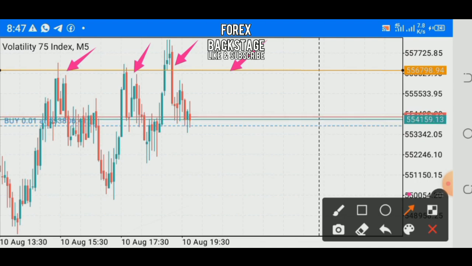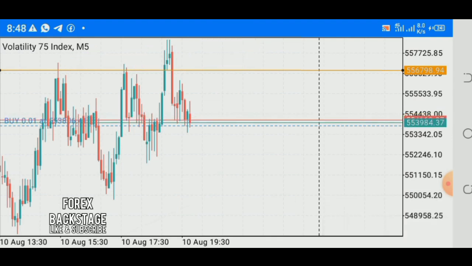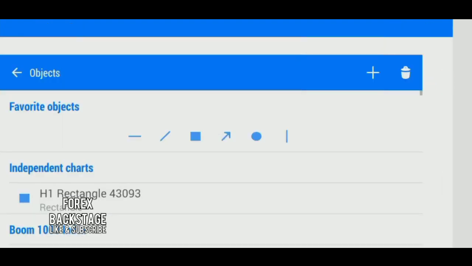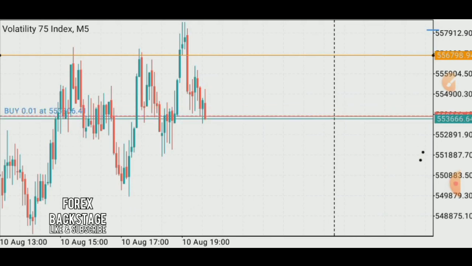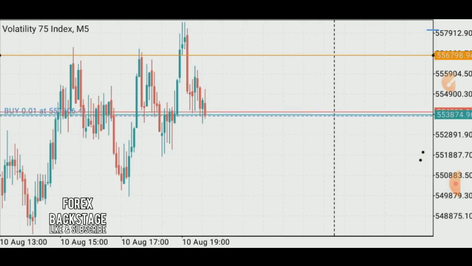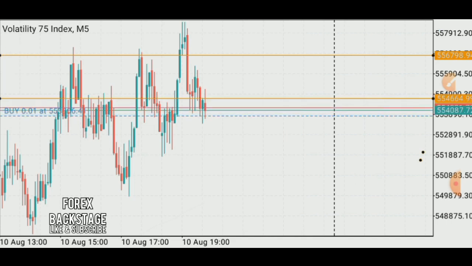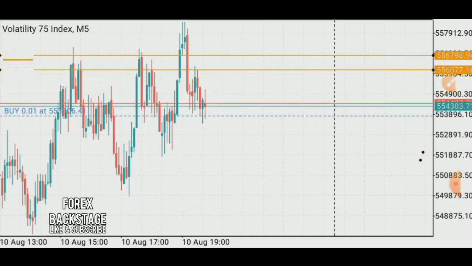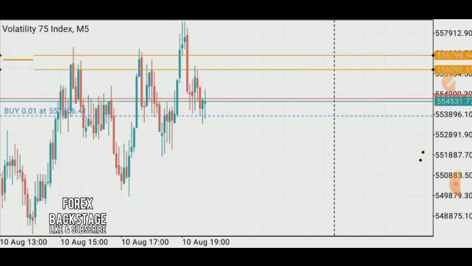So let's look for another resistance or support. Okay, let's get this now. Our point 2 should be here. Good, we have our point 2 here. Our resistance 2 right there.